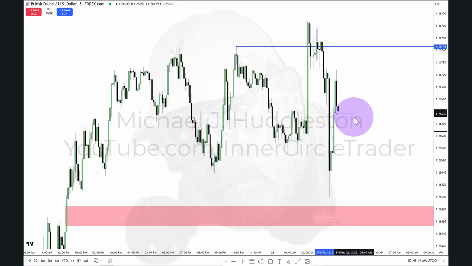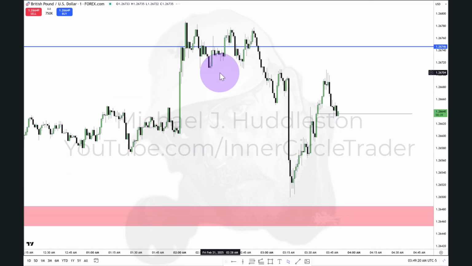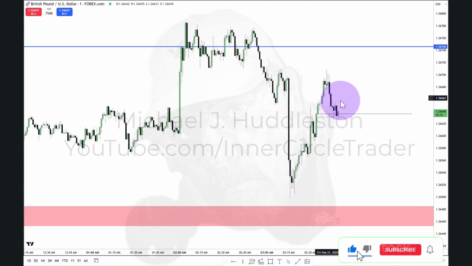Draw that down here. And then we'll drop down into a 1 minute chart. Make this nice and easy. So what I want to see it do is I want to see it trade below that.